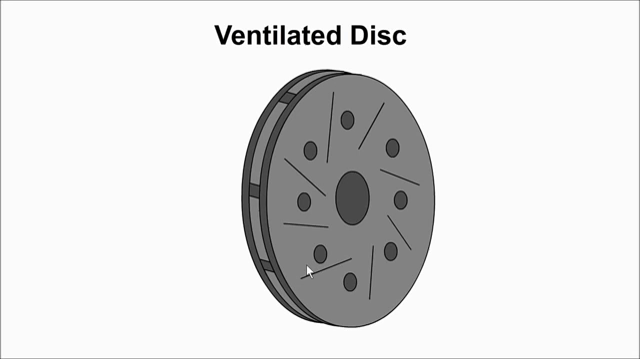To improve braking performance and avoid brake fade, ventilated brake discs are used. They consist of two discs separated by vanes or fins, which allows air to circulate for cooling. Slots and holes also help to improve air circulation.